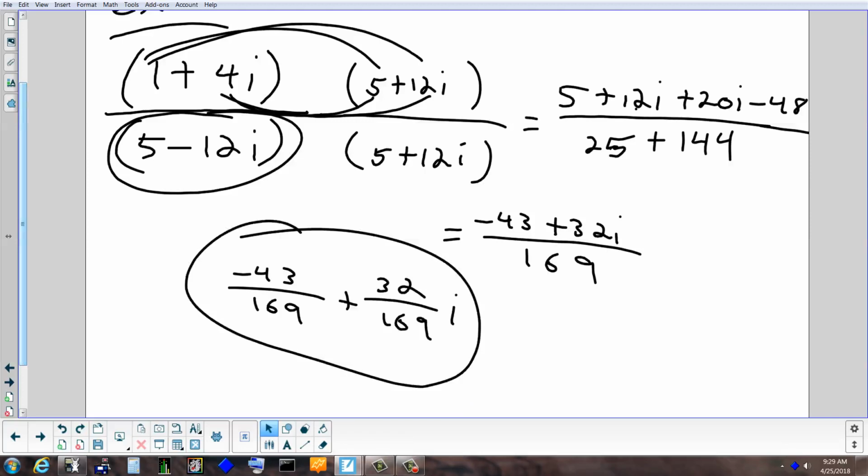Yes? Wouldn't that be 48i squared? Yes, 48i squared, and then what's i squared? You just take 1 off of it, you multiply it by negative 1, right? Right. So it becomes negative 48.